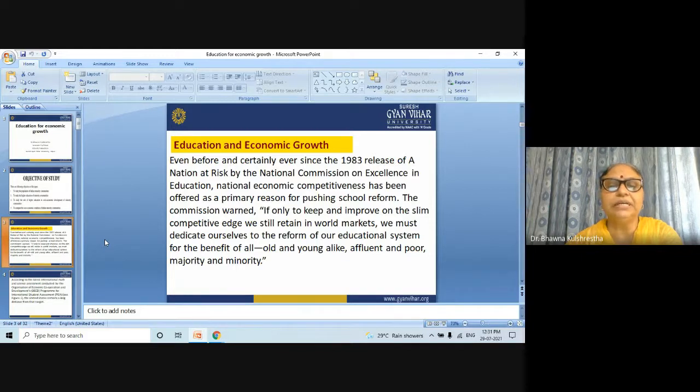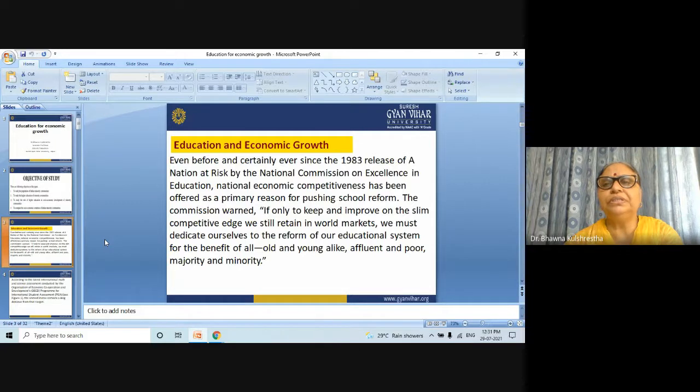we must dedicate ourselves to the reform of our educational system for the benefit of all, old and young alike, affluent and poor, majority and minority.